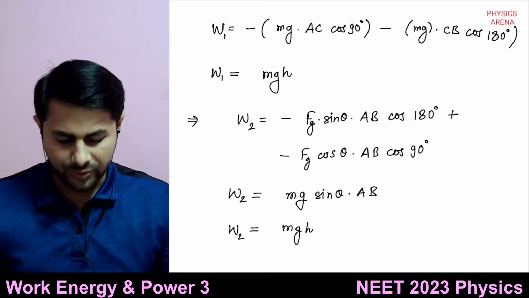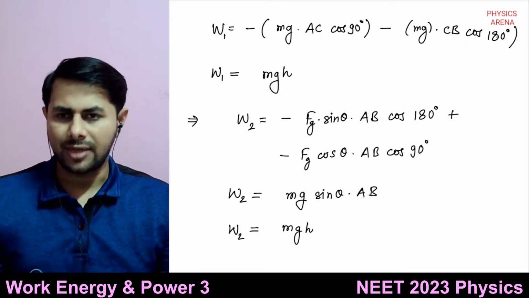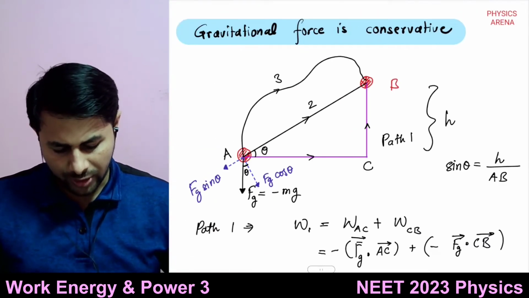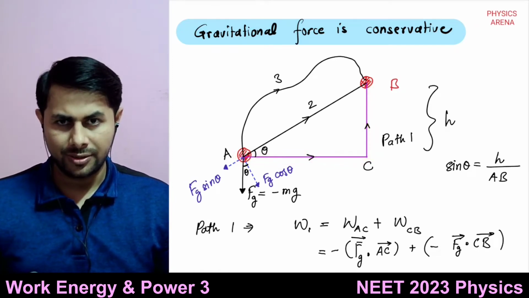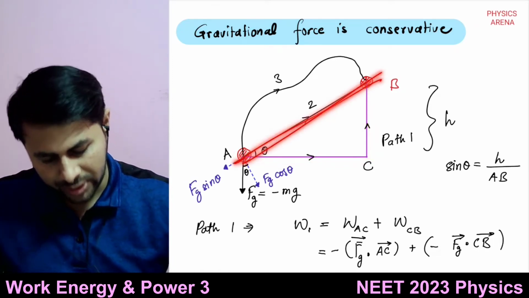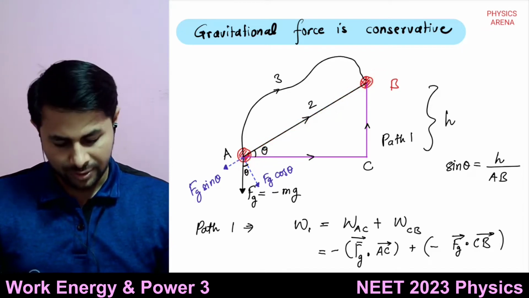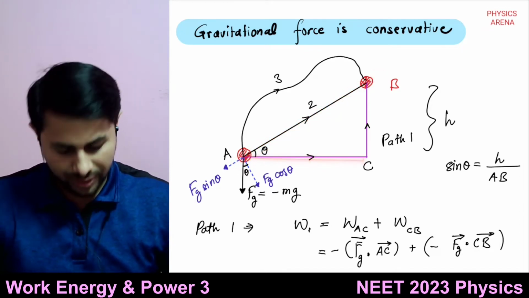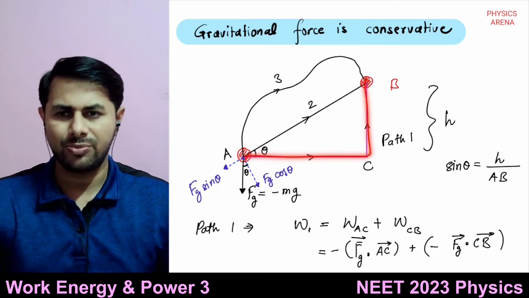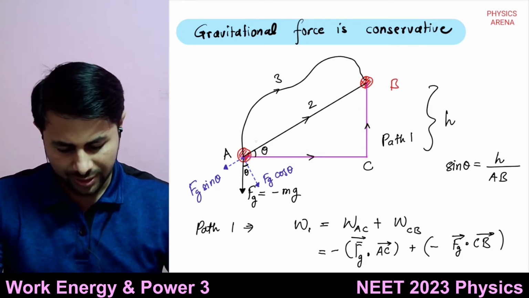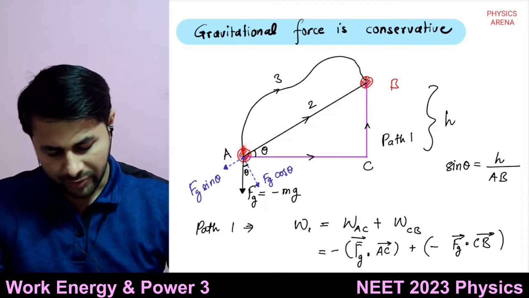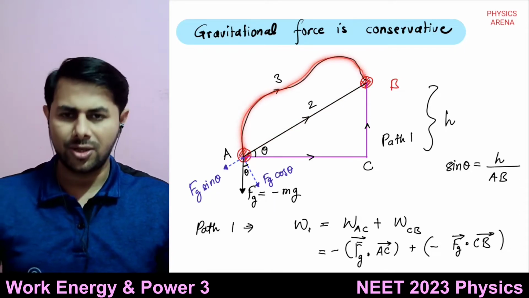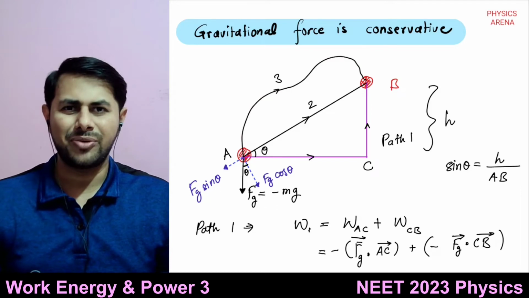So you got it. Work done against the gravitational force to move this ball along the first path is mgh. Work done to move it along the second path is also mgh. And work done to move the object along the third path will also be equal to mgh.